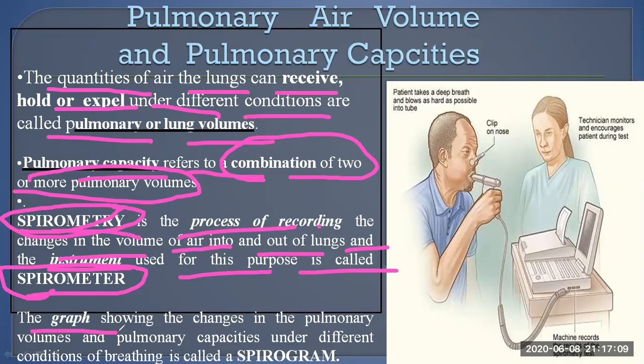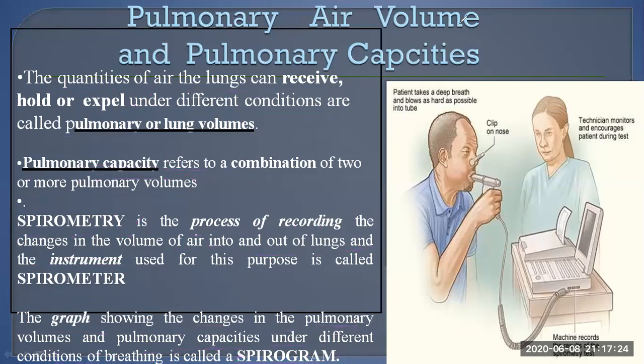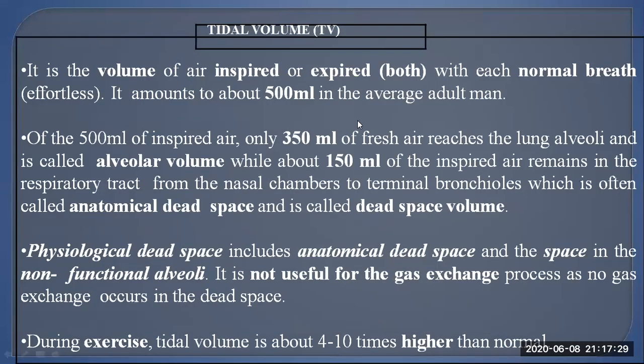And they form a special graph which is known as the spirogram. What it represents is the changes in the pulmonary volume and pulmonary capacities under different conditions. So now we will see first of all the pulmonary volume. There are four different types of pulmonary volume: inspiratory reserve volume, tidal volume, expiratory reserve volume, and residual volume. So we will see one by one.